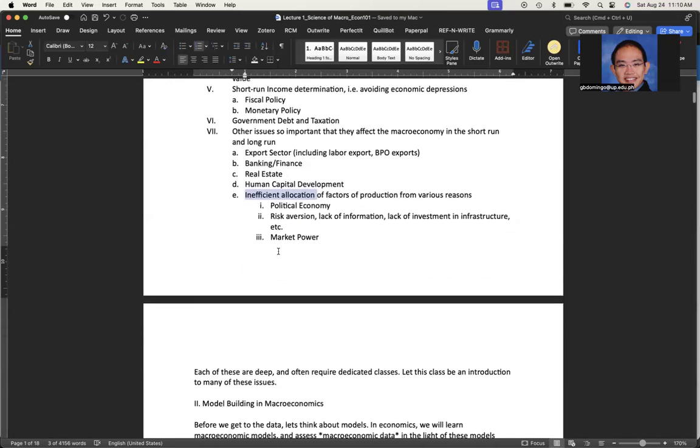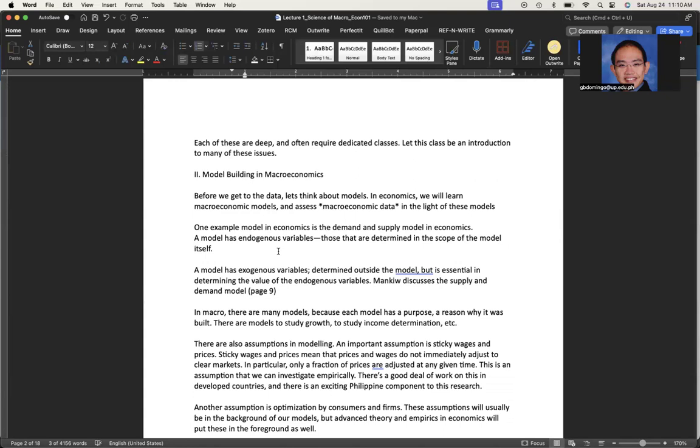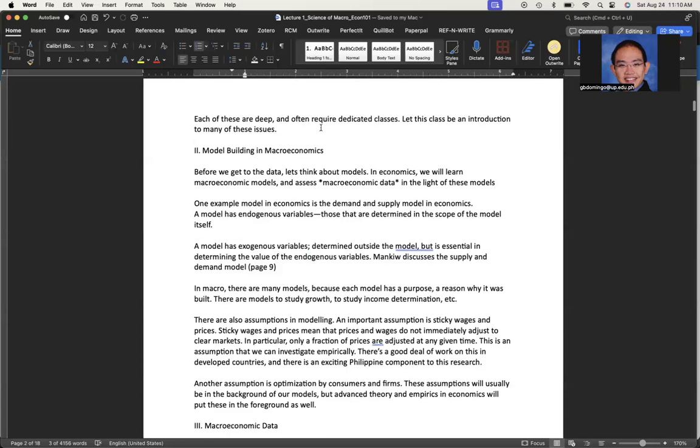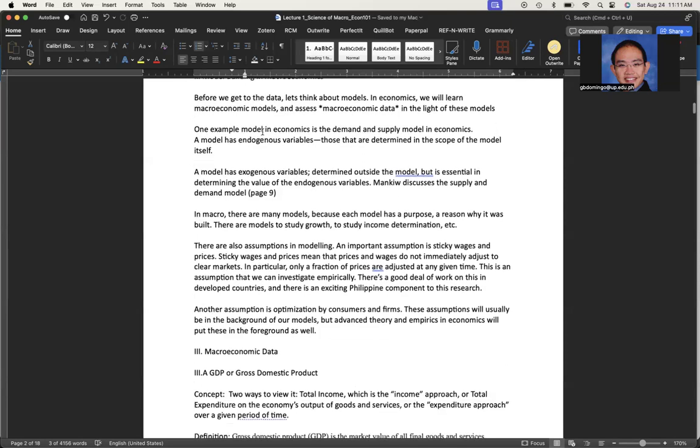All right, so this is the overview of this course, and I invite you to revisit this list every so often, especially since you're here in UPSE. And if you're interested in macroeconomics as well, these are the things that you can think about moving forward. Okay, so this class is an introduction to many of these issues. Model building and macro, we talked about this in ManQ already as well. In this course, a lot of what we'll be doing is thinking about theories in macroeconomics. And whenever we do that, we'll make sure to examine what are the endogenous variables and what are the exogenous variables in our models.